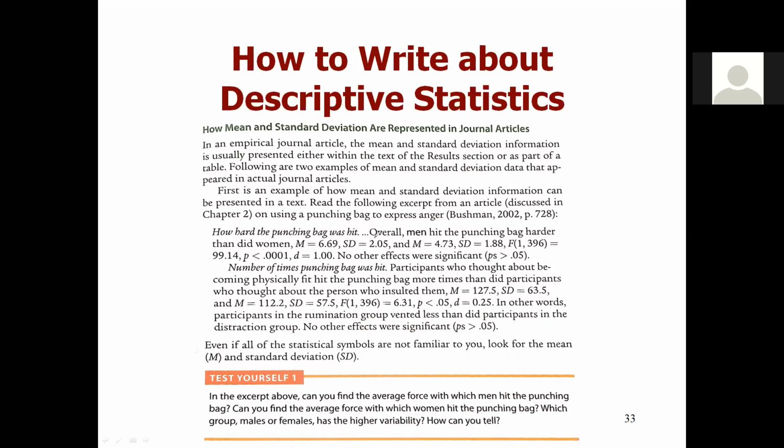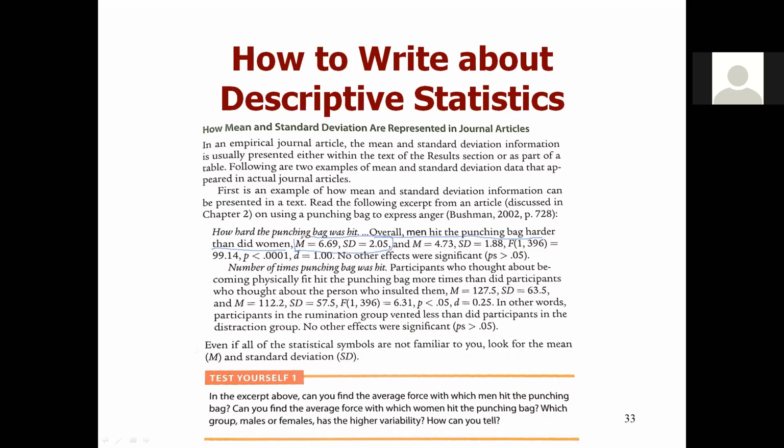So they say, overall, men hit the punching bag harder than did women. Okay, so here is a little sentence that describes the pattern. And now come the statistical terms. So M is mean. So in this case, 6.69. We don't know what that is. There are no units. Here is a standard deviation. So these two are for men.